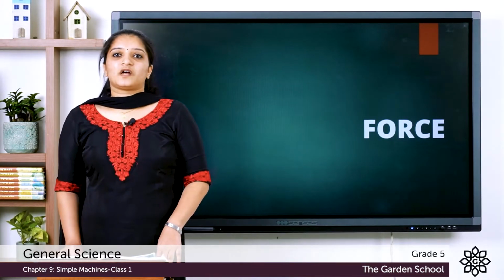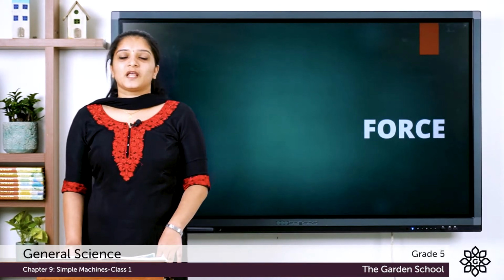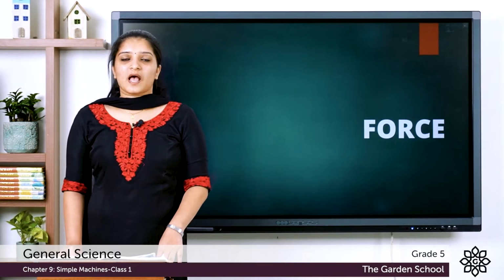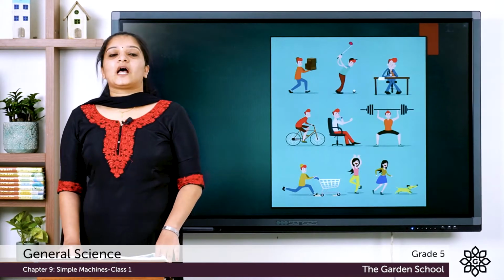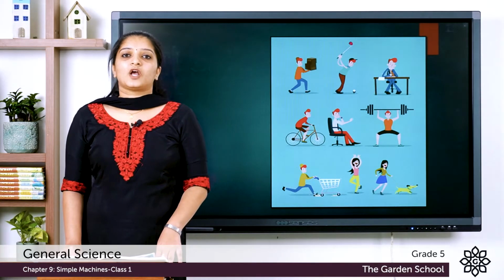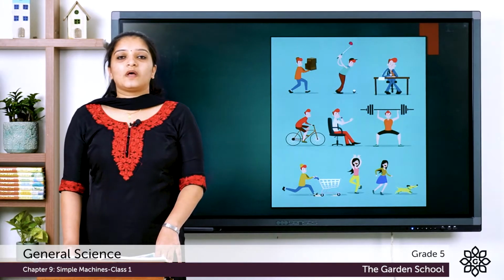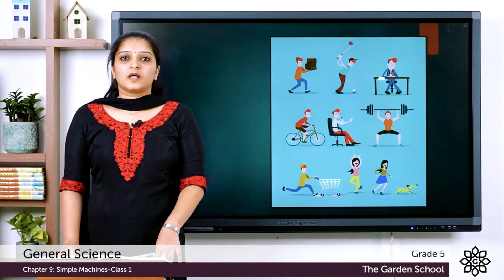Today we are going to start a new chapter, chapter 9, Simple Machines. In this chapter you will learn about force, machines and their types. Our daily life is filled with lots of activities, right? We do exercising, shopping, cleaning, driving, playing, etc. All these activities involve a lot of physical work that asks us to push or pull objects or things.